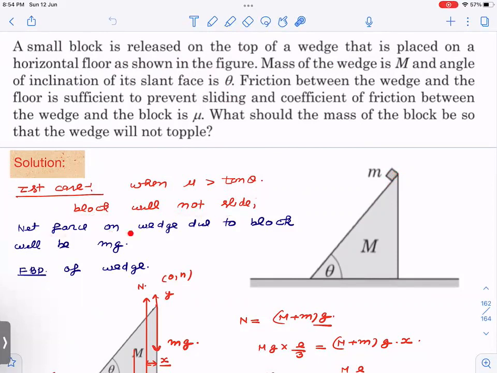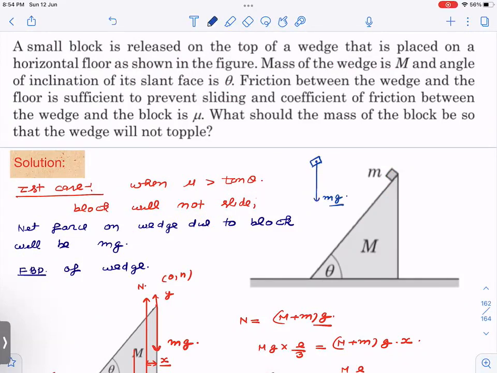Net force on the wedge due to the block will be mg. This is a crucial point. Now, this is the block. If you think about the free body diagram of this block, this is m, and the force acting on it is gravity downward, but it is not moving.